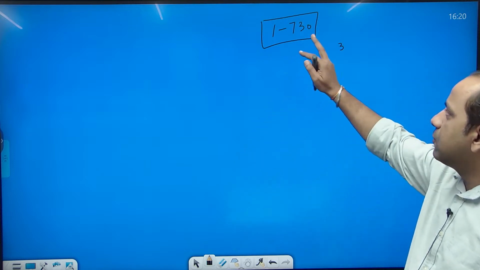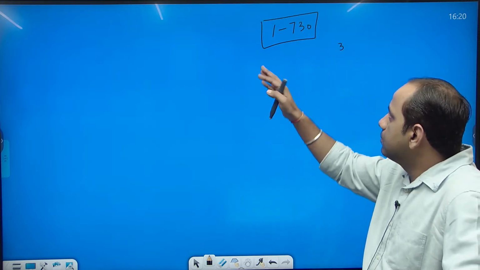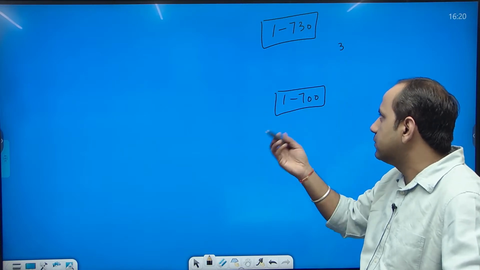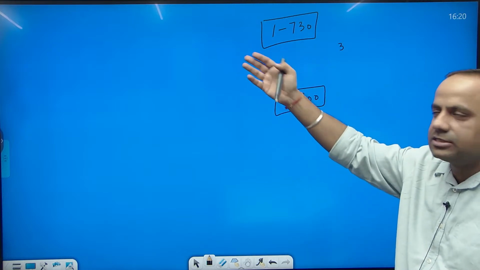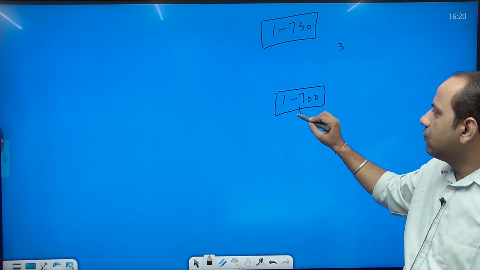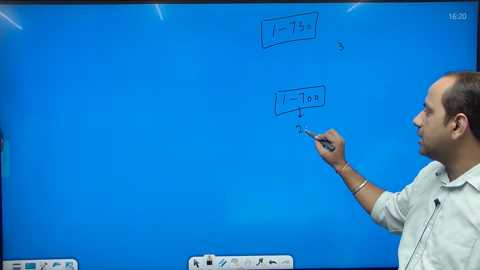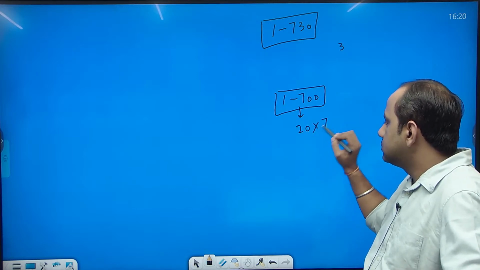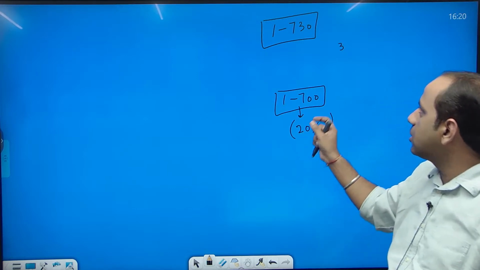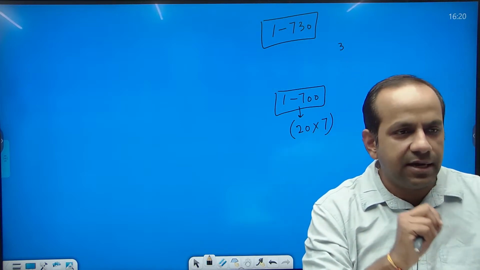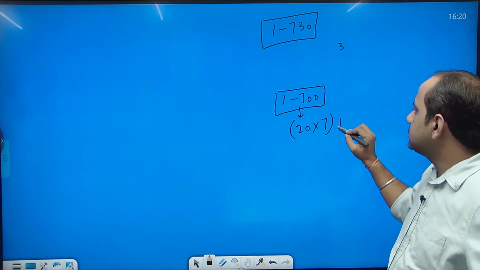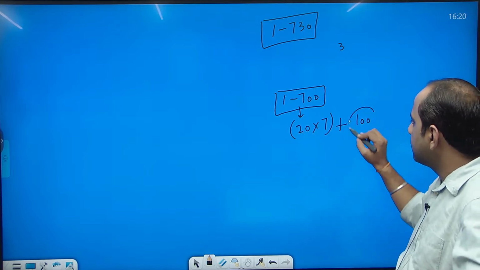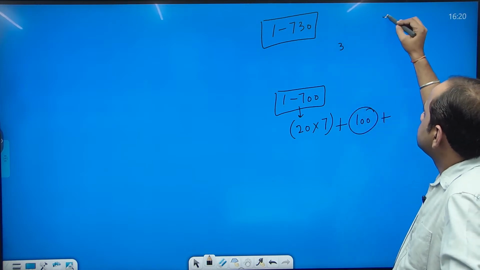See, whenever you get these types of questions, always break this number. Like if I say 1 to 700, let's understand for 1 to 700. We'll discuss the remaining 30 numbers after this. So for 1 to 700 we can say 20 times. So unit place or tens place पे आ रहा है ना? That into this will be the number of times 3 is coming at unit place and tens place, plus at 100 place it is coming 100 times. Is it okay?